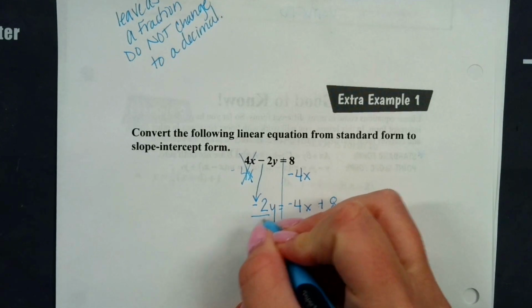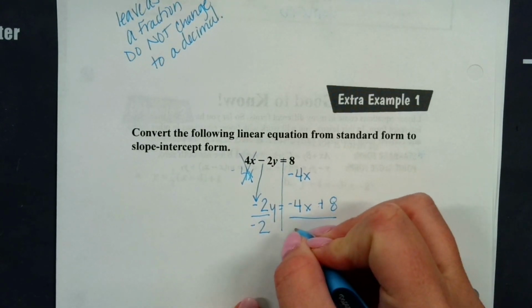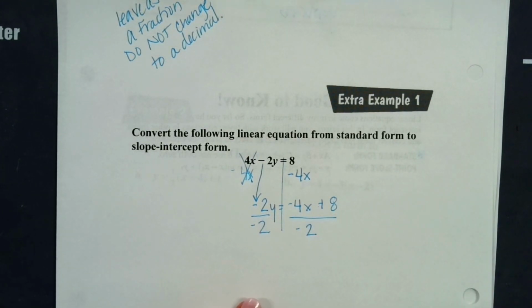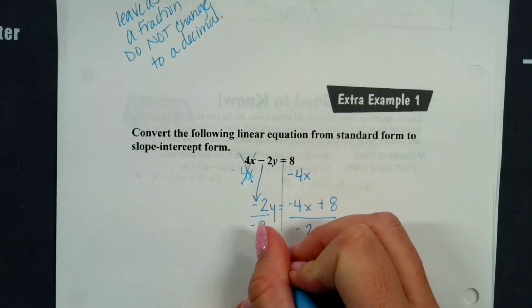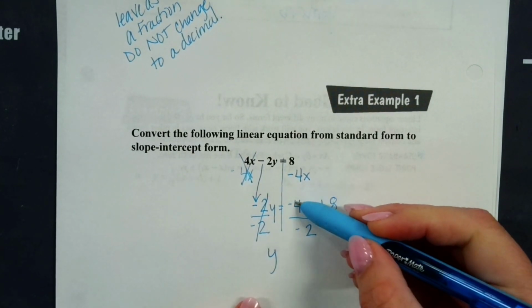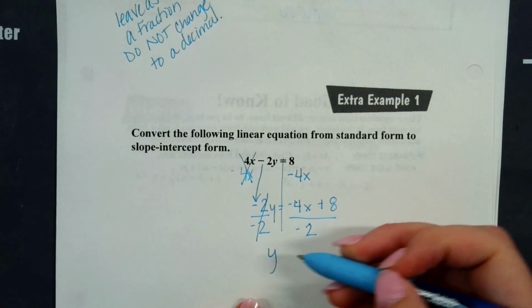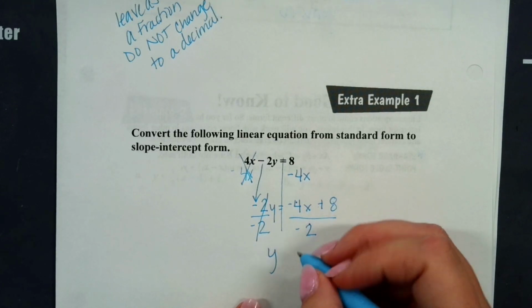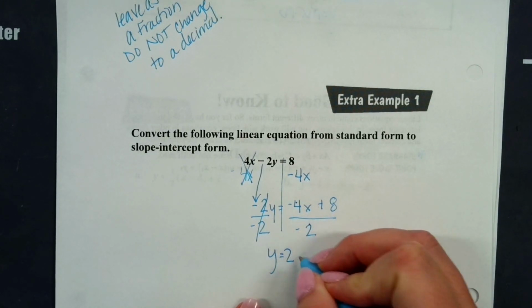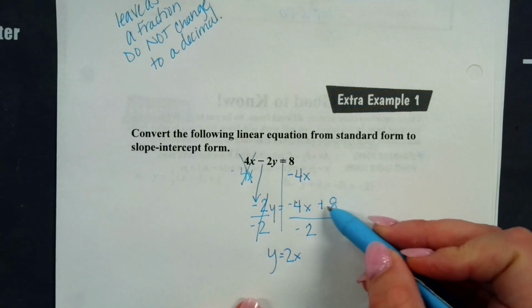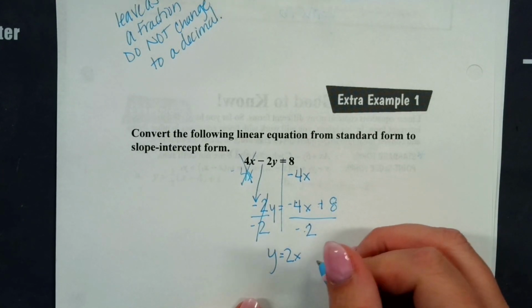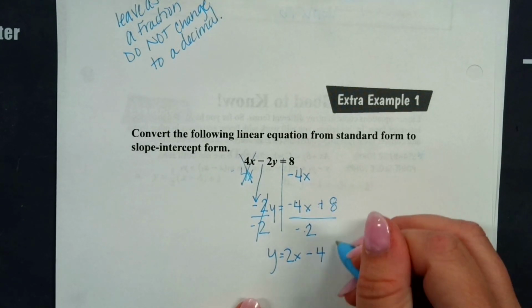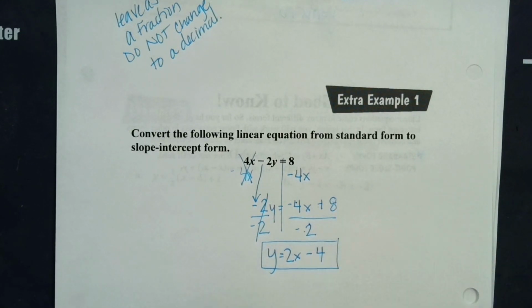Because that's going to make a difference. Because now I'm dividing by -2 on both sides. So -4 divided by -2 gives me what? 2x. And then 8 divided by -2 gives me -4. What do we think?